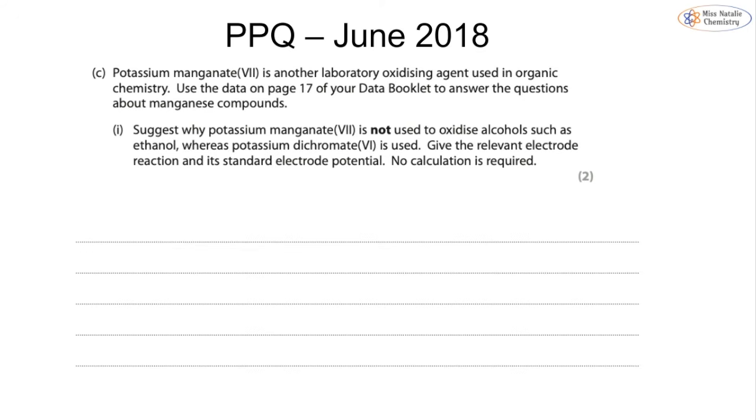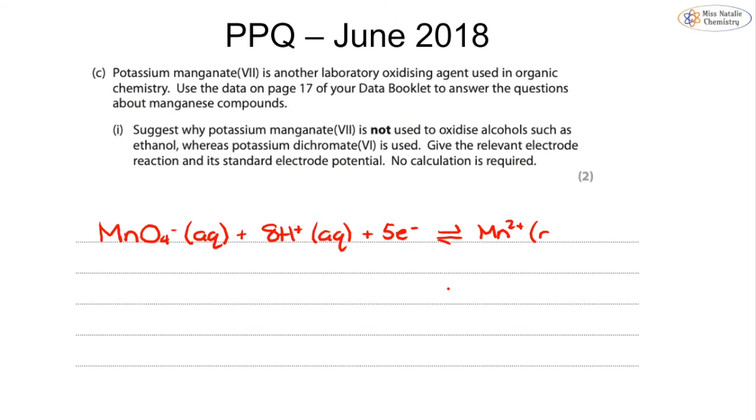So you would be able to go to your data book and find the manganate, and the equation is MnO4 minus, and you lift this just straight from the data book. Don't need to change anything, plus 8 hydrogens plus 5 electrons, and that would go to manganese 2 plus plus 4 waters, and the E value that goes along with that is plus 1.51 volts. That's the first mark, purely just lifting it straight from the data book.